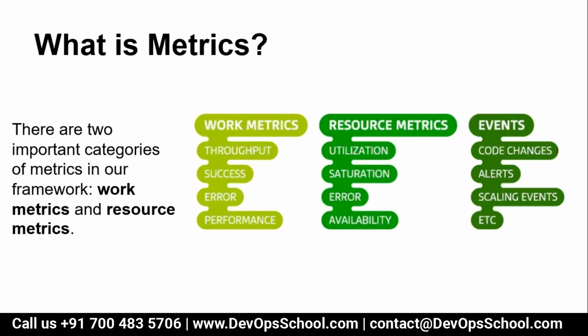Look at some examples of metrics. There are 2 important categories of metrics in our framework: work metrics and resource metrics. Work metrics are throughput, success rate, error rate, and performance of your applications. Resource metrics are utilization, like CPU and RAM, saturation, error, and availability. And event metrics like code changes in SCM, alerts, scaling events, etc.